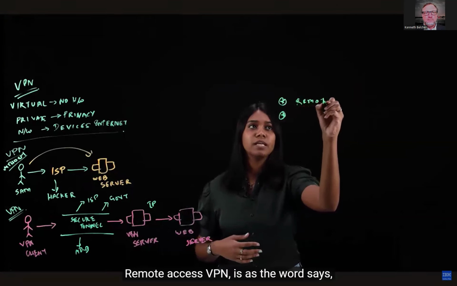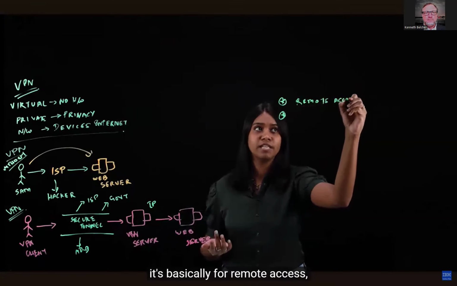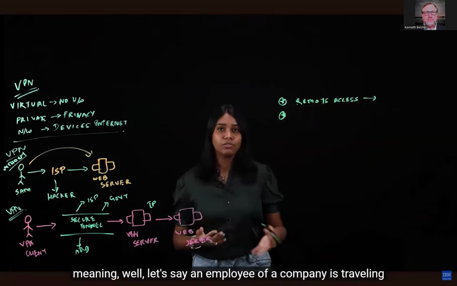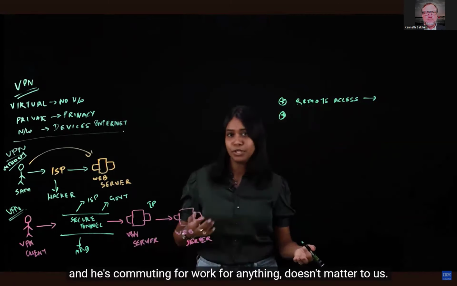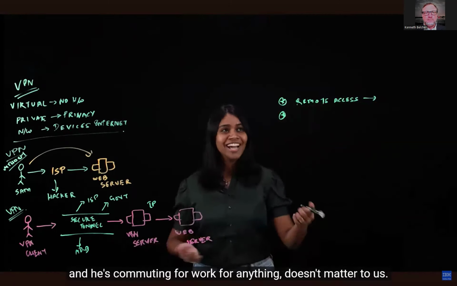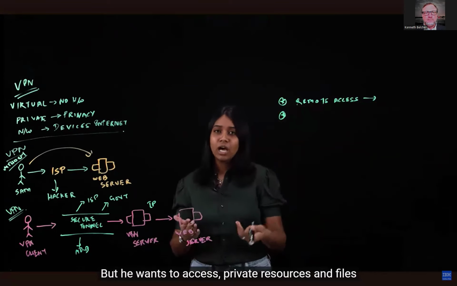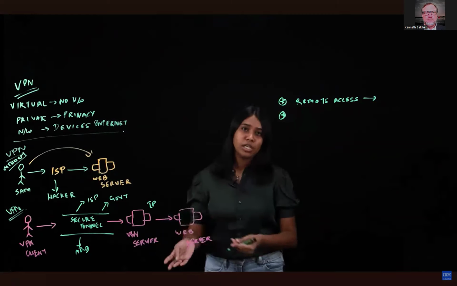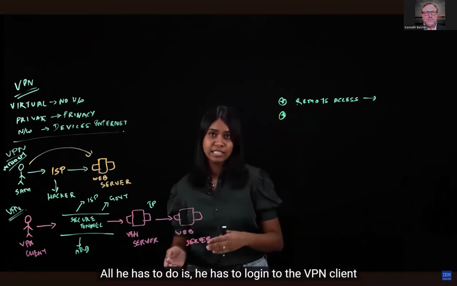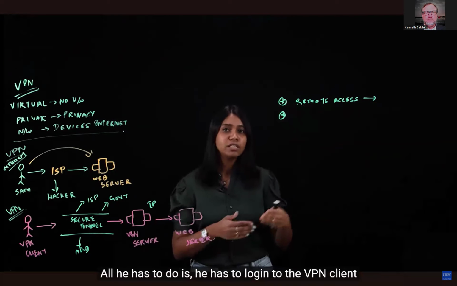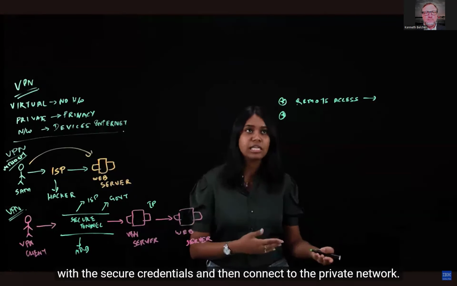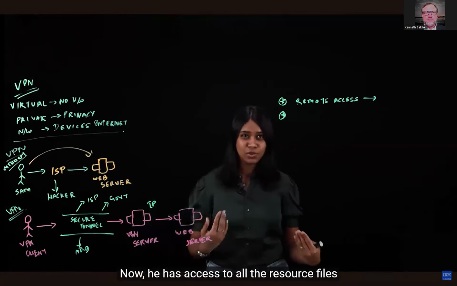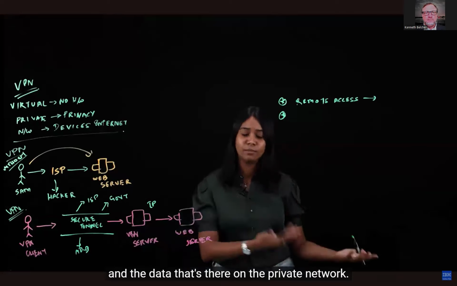Remote access VPN is, as the word says, basically for remote access, meaning, let's say, an employee of a company is traveling and commuting for work, for anything, doesn't matter to us. But he wants to access private resources and files from the private network of his company. All he has to do is log into the VPN client with the secure credentials and then connect to the private network. Now he has access to all the resource files and the data that's there on the private network.